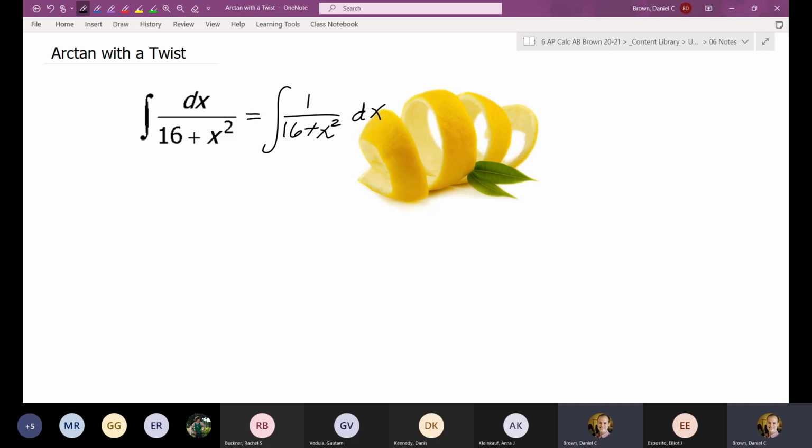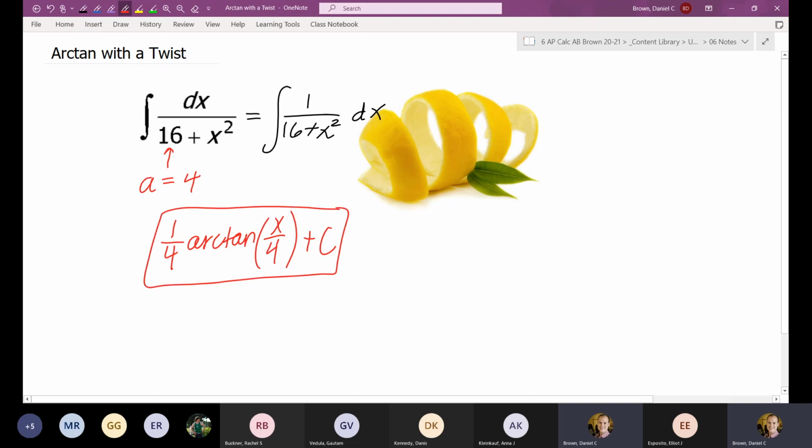Do you want to identify the a value? This is a 16, so what is your a value going to be? 4. 4 squared is 16, and then we can just jump straight to the rule. Arctangent is 1 over a arctangent of x over a plus c. Easy enough. I do want to make sure we compare this with ones that we've done.